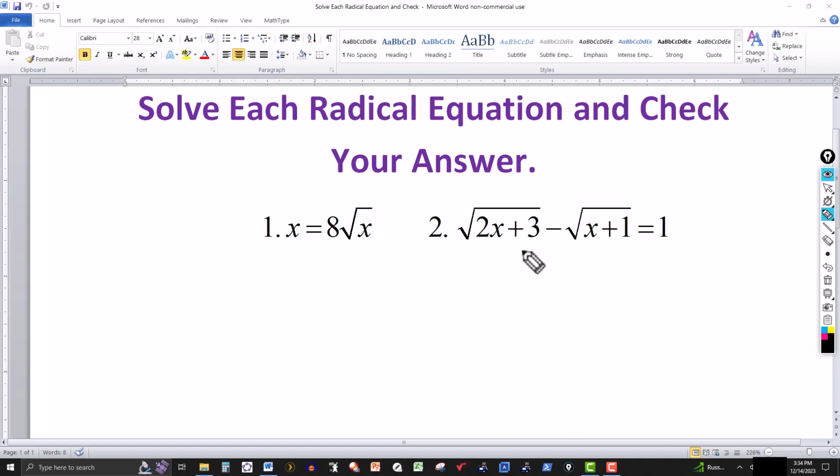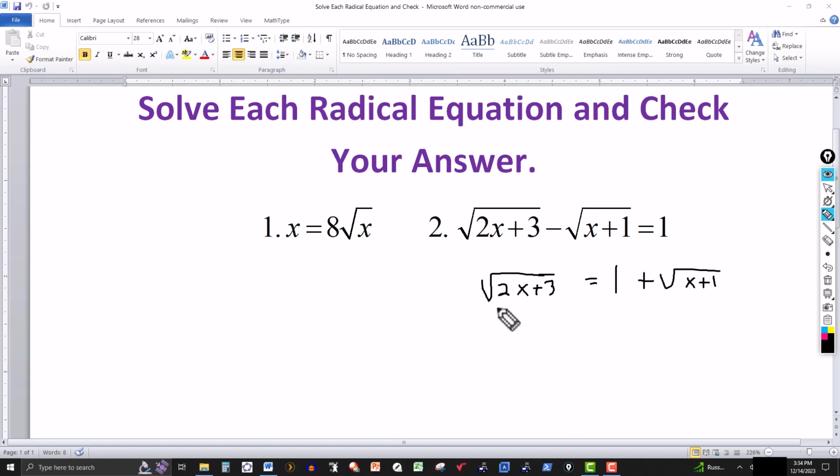Now if your equation has two radicals or more, then you start by isolating one radical. It doesn't matter which one. So I'm going to isolate the square root of 2x plus 3. And then I'm going to add the square root of x plus 1 to both sides. So it's going to cancel it here and put it on the other side. So it's 1 plus the square root of x plus 1.